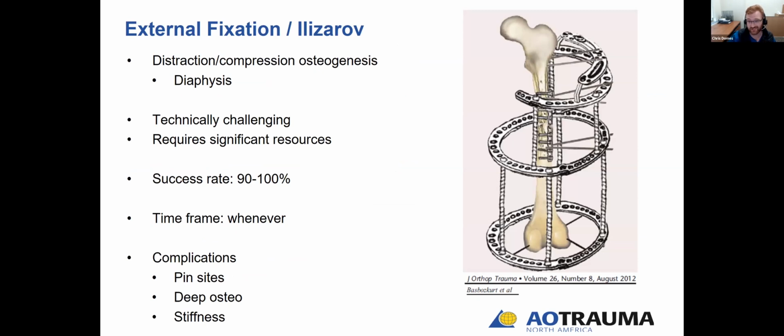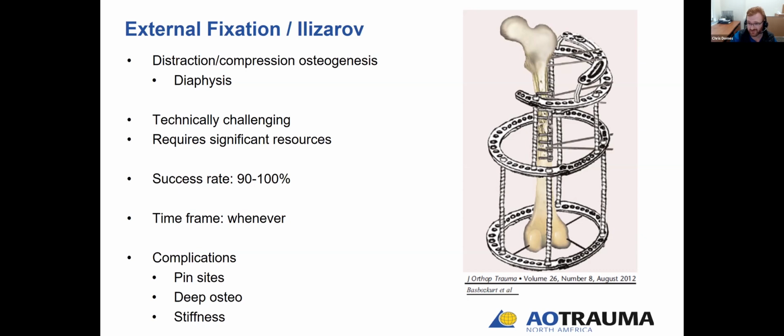External fixation and Ilizarov fixation for femoral non-unions, challenging. It's technically challenging. It requires significant resources. Anybody who's had to deal with patients with ringed fixators on knows that it's a lot of calls, a lot of follow-up, a lot of checking pin sites. They have had decent success rate in the papers that have pushed for this, as this paper in the JOT reviewed, with broken plates doing corrections and fixation with the ringed fixator, did have good success with that.